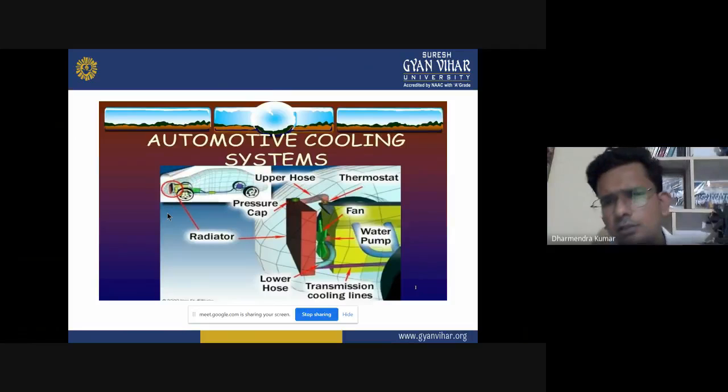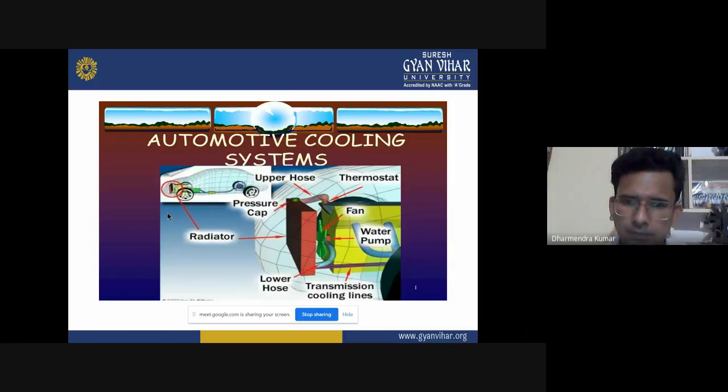These are some pictures of components of a cooling system, like a radiator, upper hose, thermostat, pressure cap, fan, water pump, lower hose, and transmission cooling lines. These pictures represent the various components of the cooling system. It includes both types of cooling system, the water cooling system and the air cooling system.